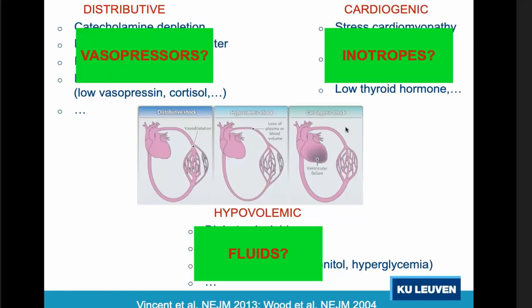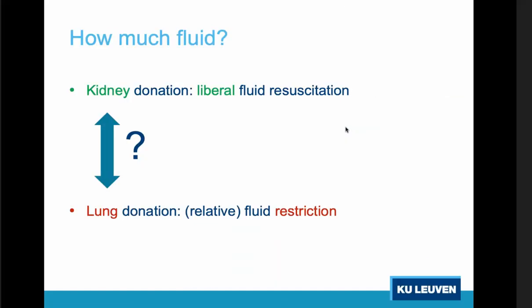After the endocrine treatments, I will speak about the general hemodynamic management of the brain-dead organ donor, but this part does not substantially differ from general ICU management. A first question is how much fluid we should give a brain-dead organ donor.